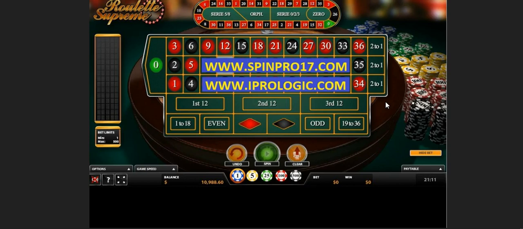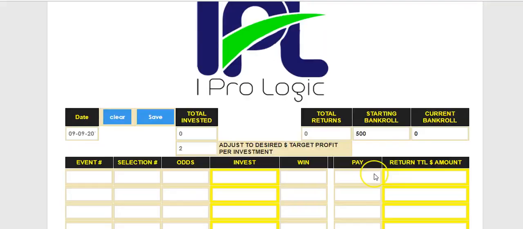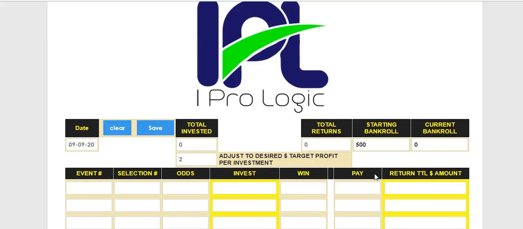For possible clients who wish to become a member of SpinPro iProLogic and get our matrix system, you would be very surprised that the income it can generate is far more than you expect. It doesn't require a massive bankroll, just a little patience and money management, and using our iProLogic calculator, which is a very intricate part of all of this, is going to give you some very nice profitable returns.